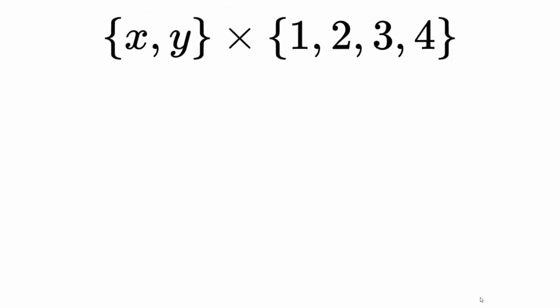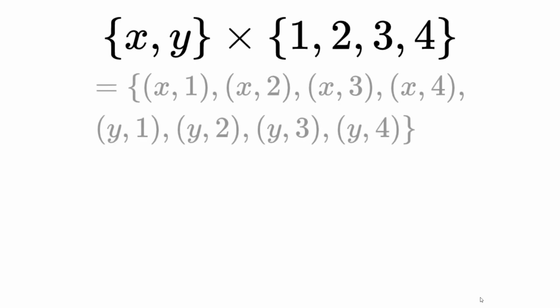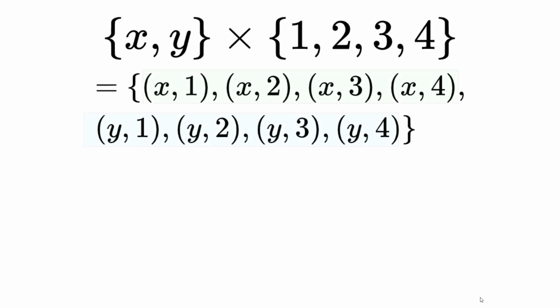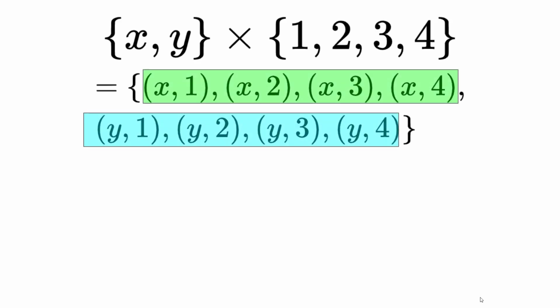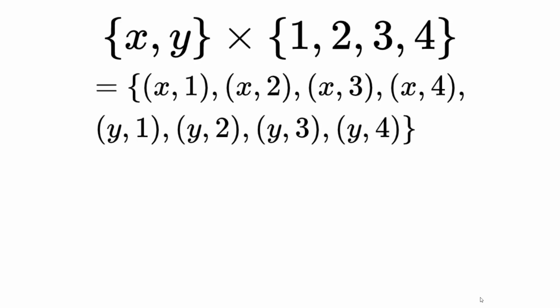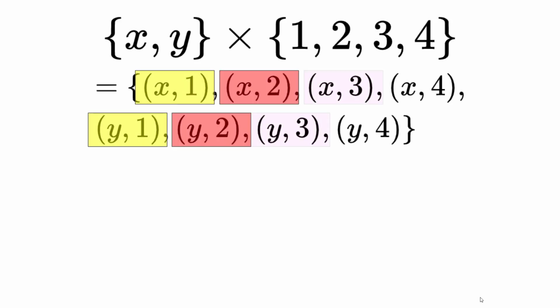Write out the set A times B, where A is the set {x, y} and B is the set {1, 2, 3, 4}. You should find there are 8 pairs in this product, and here they are, 4 pairs for each element of A. Or, to think about it another way, there are 2 pairs for each element in B.